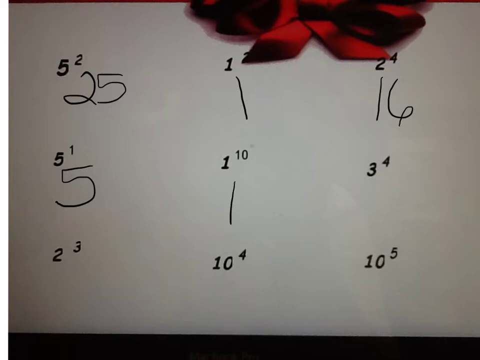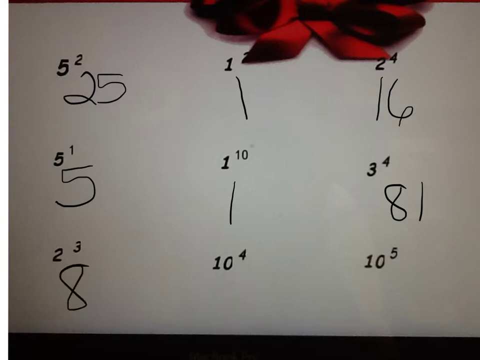5 squared, 5 times 5, 25. 1 to the second power is going to be 1. 2 to the fourth power is going to be 2 times 2 times 2 times 2, which is equal to 16. 5 to the first, 5 times just 1 is going to be 5. 1 to the 10th power, so 1 times 1 times 1 times 1 times 1 times 1, always going to be 1. 3 to the fourth power, so 3 times 3 times 3 times 3, answer of 81. 2 to the third, 2 times 2 times 2 is 8.